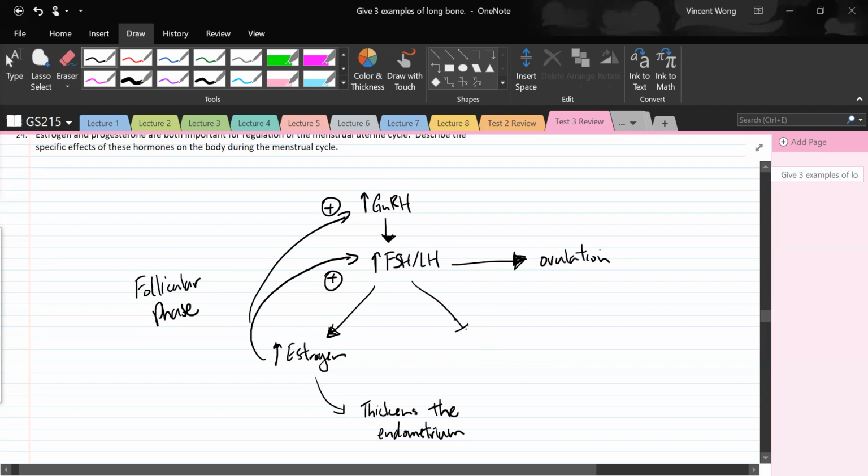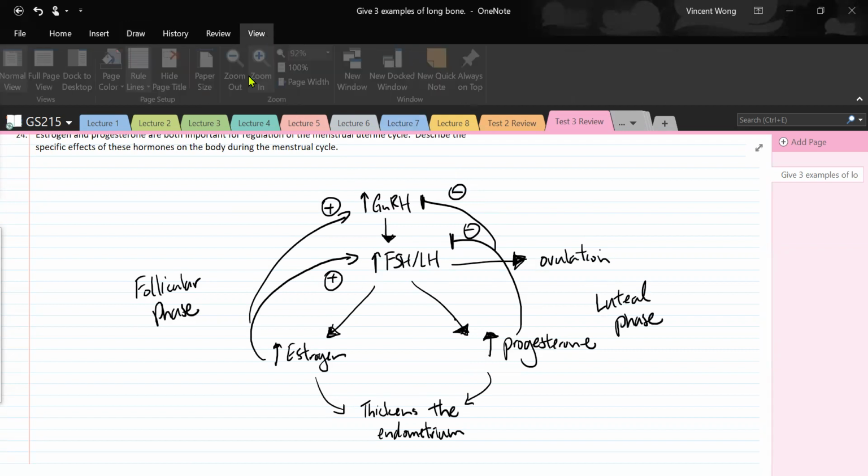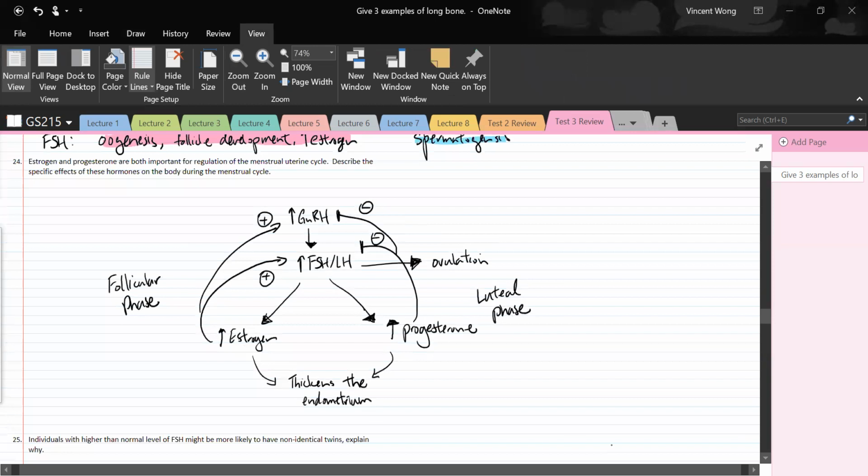And then the corpus luteum forms, which will increase progesterone, right? And then progesterone will further thicken the endometrium, but at the same time, it will go back, right? And it will suppress GnRH and FSH-LH production. This is negative feedback, and that's going to be happening in the luteal phase. Okay, so that pretty much sums up everything that's happening, right?